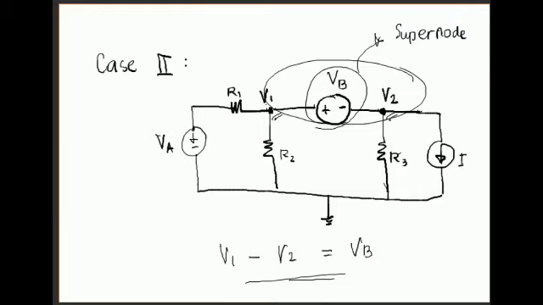Again, you have to remember in case 2 that if a voltage source is connected directly to two non-reference nodes, then treat that voltage source as a single node, and that single node is known as the supernode.